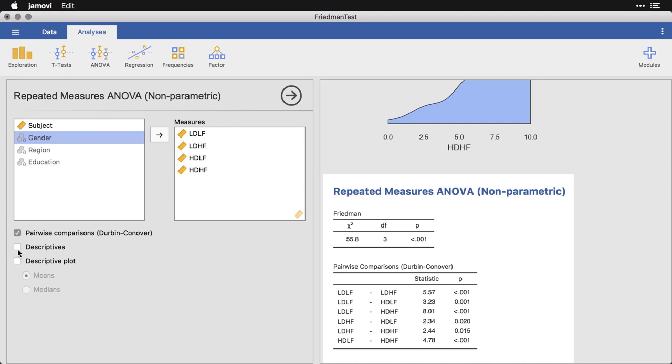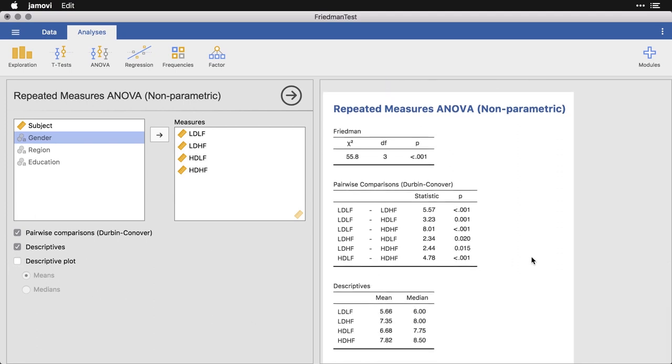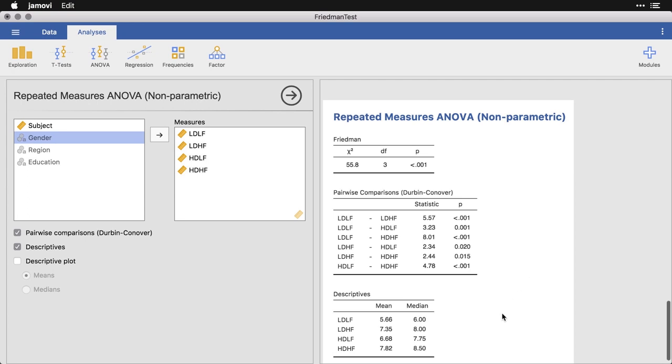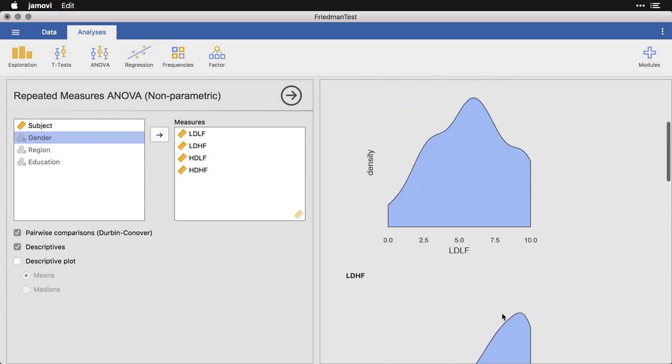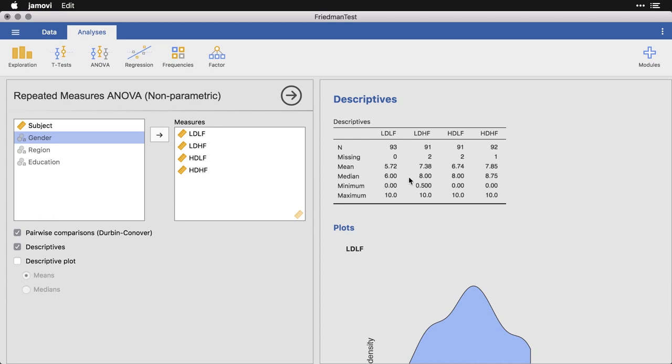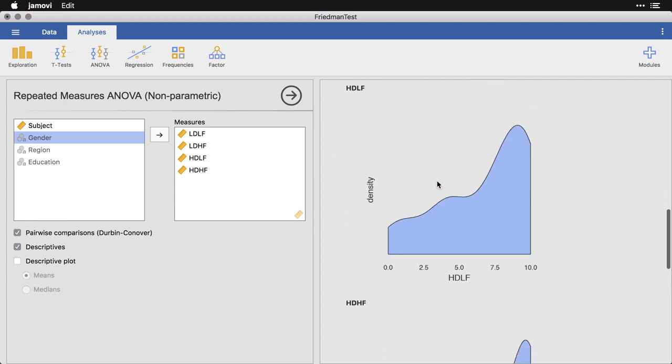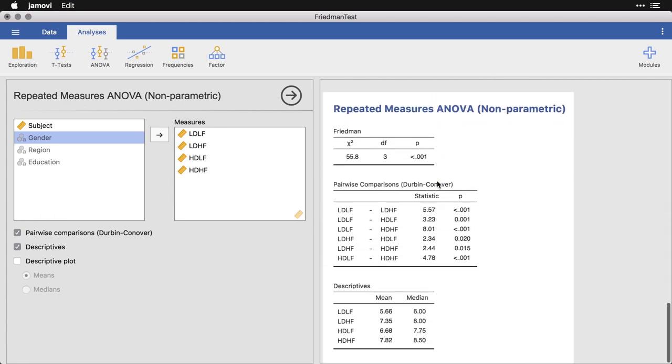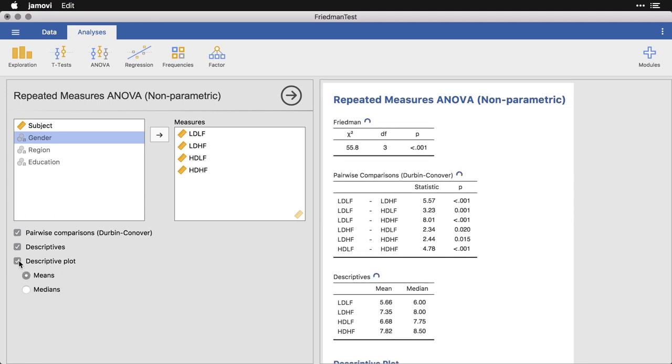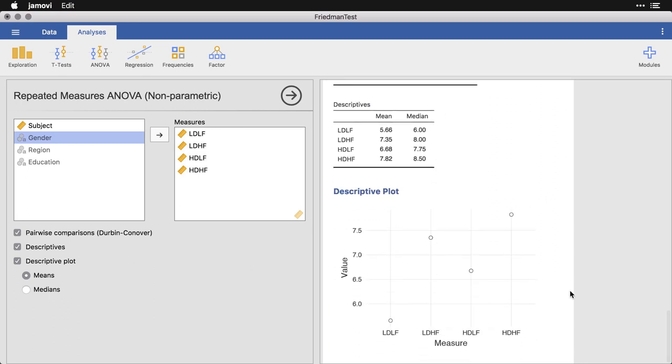Let's get the descriptive statistics for these. This will be a very small table. And you can see some of that is similar to what we had when we got this information up here. It's just arranged differently. And then we can also get a descriptive plot. We can choose either means or medians, but since we've been talking about means, I'm going to leave it right there. It's just a little dot plot.